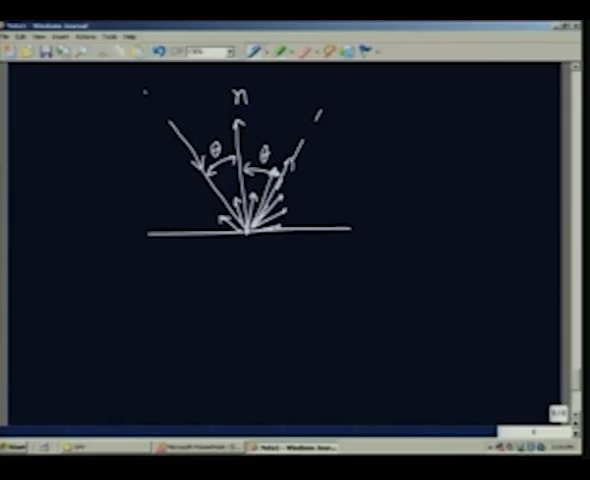So, reflection may show some specular component. At the same time, it also shows reflection along the other directions. This is the most general case, and we will call it the general case. It is neither optically smooth nor rough, so it is some kind of an intermediate case.